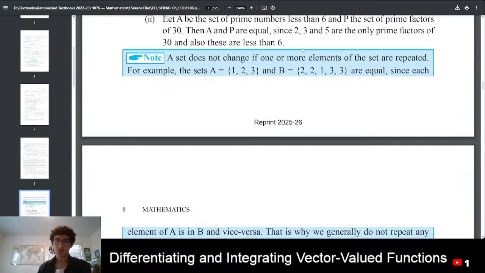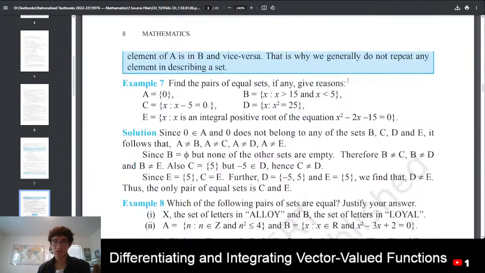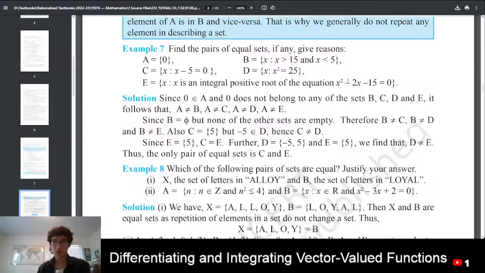A set does not change if one or more elements of the set are repeated. So 1, 2, 3, and then 1, 2, 2, 3, 3 will be the same exact thing. So repeating things doesn't really change anything. That's why it's just superfluous and redundant to actually repeat anything.